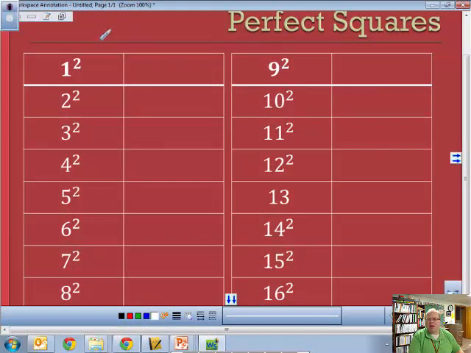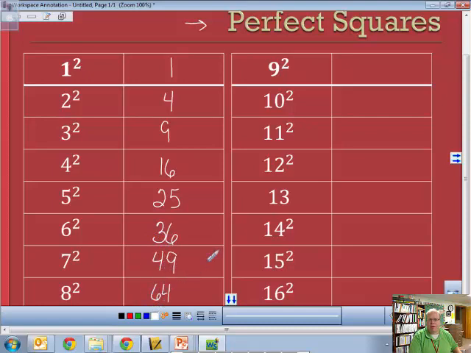Okay, before we really get into square roots and what they are, we need to talk about something we refer to as perfect squares. A perfect square is simply a number I can square. So 1 squared is 1. 2 squared is 4. As we go down the line, 3 squared is 9, and we have 16, 25, 36, 49, 64. We come over here, 9 squared is 81.